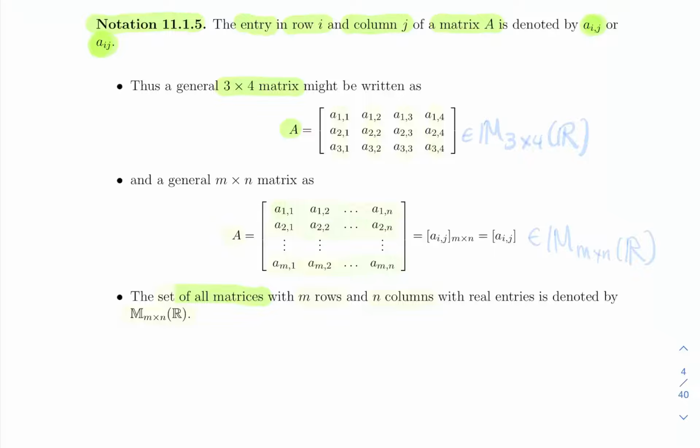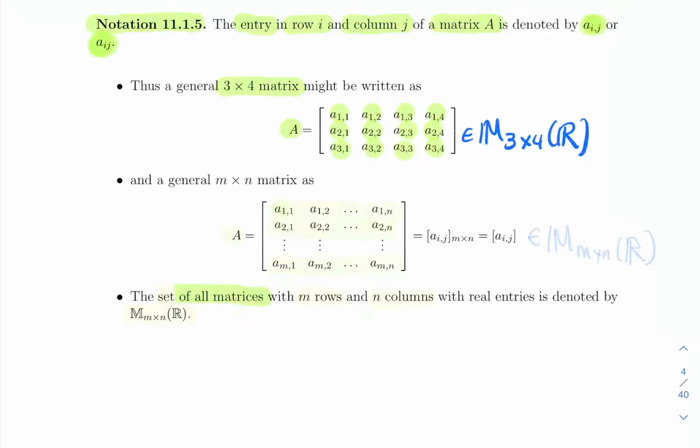So if we're using the notation that we're familiar with, A would be an example of a matrix with 3 rows, 4 columns, where the entries are the first row, first column, A11, first row, second column, A12, first row, third column, first row, fourth column, second row, first, second, third, and fourth column, and then the third row, first column, second column, third column, and fourth column.